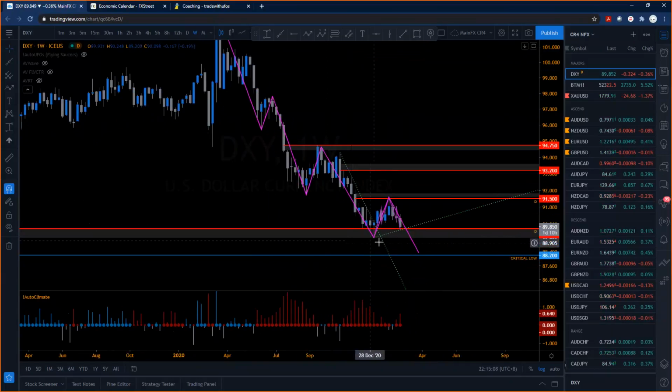So we need to see a break of that low for continuation, right? Otherwise, this is still a bit of a retracement. This could be a leg down, but we need to see that low broken. Otherwise this could be a potential change in trend, and who knows what could trigger that?